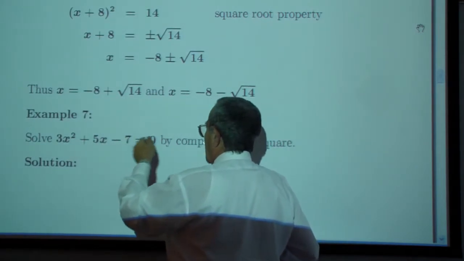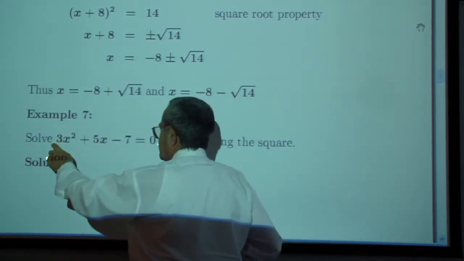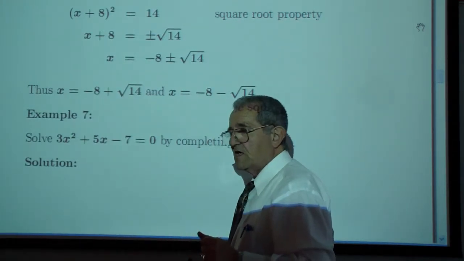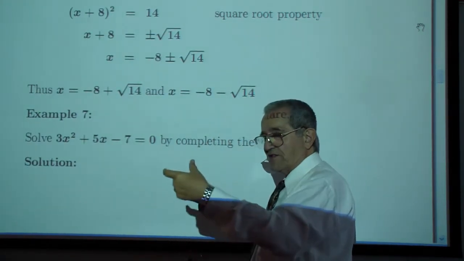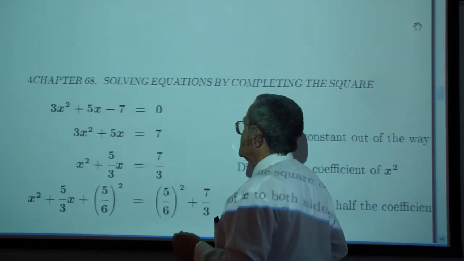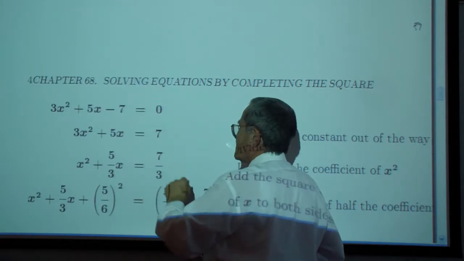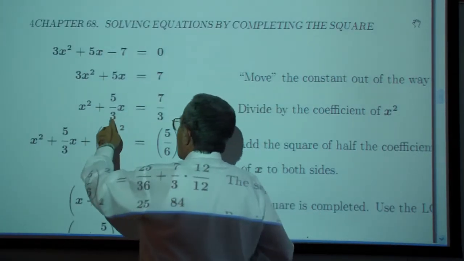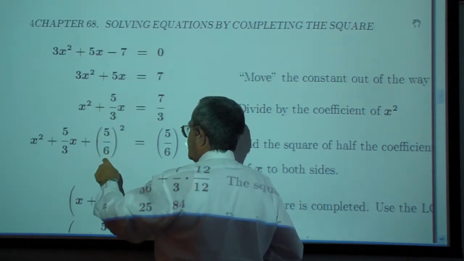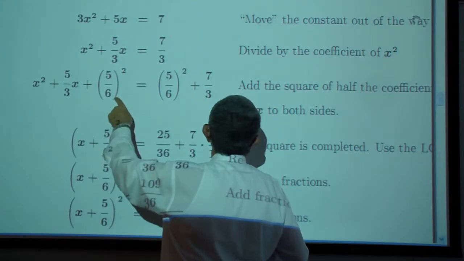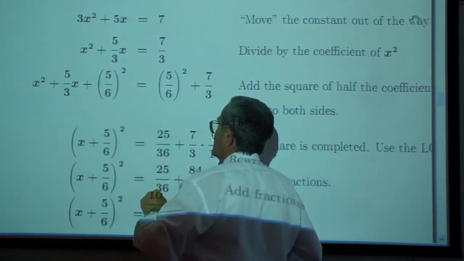3x squared, park the negative 7, divide by 3. I have an equation, so I can divide by 3. If I didn't have an equation, I would add and subtract the same number I need. So park the 7, divide by 3. 1/2 the coefficient of x is 5/6. You also need 5/6 quantity squared, which is right here.